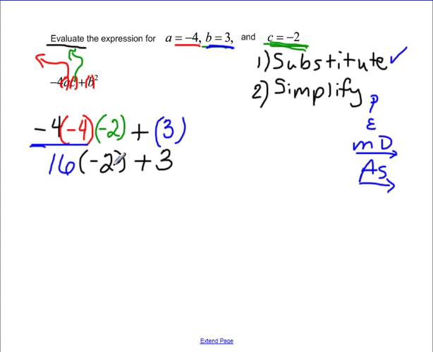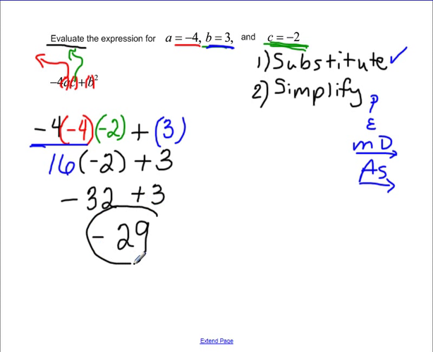Now I'm going to finish the multiplication step. 16 times -2, well, a positive times a negative is a negative. 16 times 2 is 32. And then we're going to bring down that +3. And -32 plus 3 is going to give me -29. Okay, and so that would be our final answer to this evaluation question.